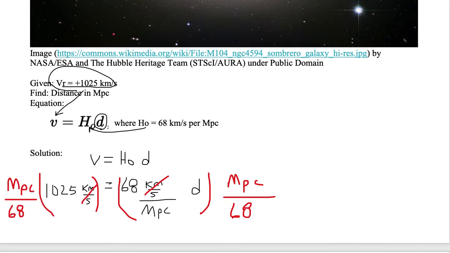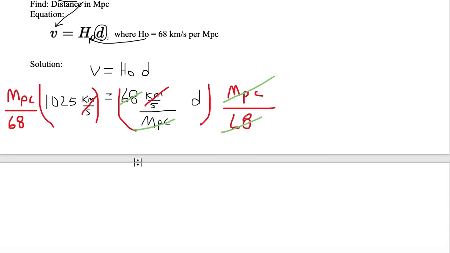And now let's eliminate what we can. So on the right-hand side, we've got a megaparsec in the numerator, a megaparsec in the denominator, a 68 in the denominator, and a 68 in the numerator. The only thing that we're left with on the right-hand side is d. So I'll put an equal sign with a d. On the left-hand side, megaparsec is the only thing that's left on the top. And then we're just given numbers. We have a 1025 divided by 68.